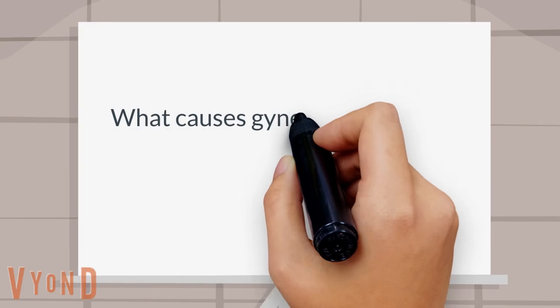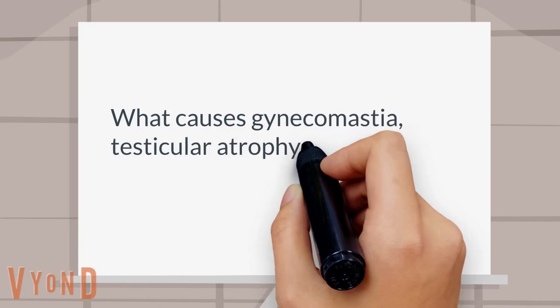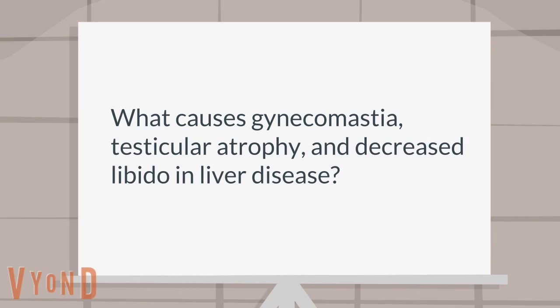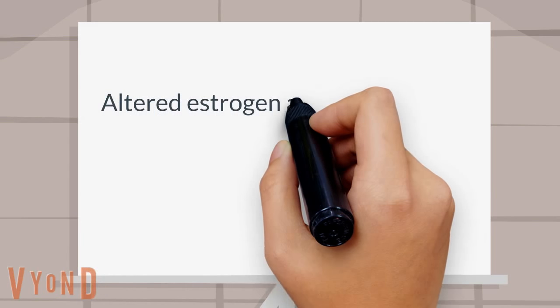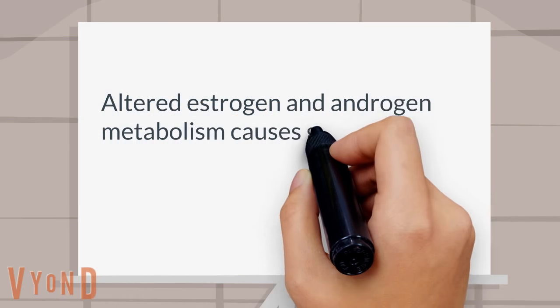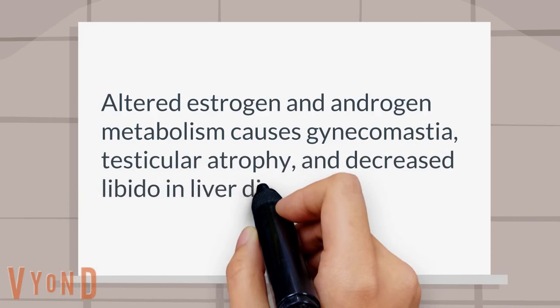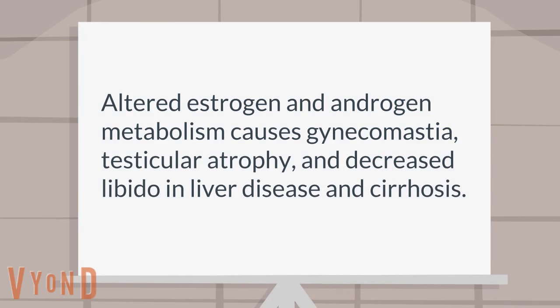What causes gynecomastia, testicular atrophy, and decreased libido in liver disease? Altered estrogen and androgen metabolism causes gynecomastia, testicular atrophy, and decreased libido in liver disease and cirrhosis.